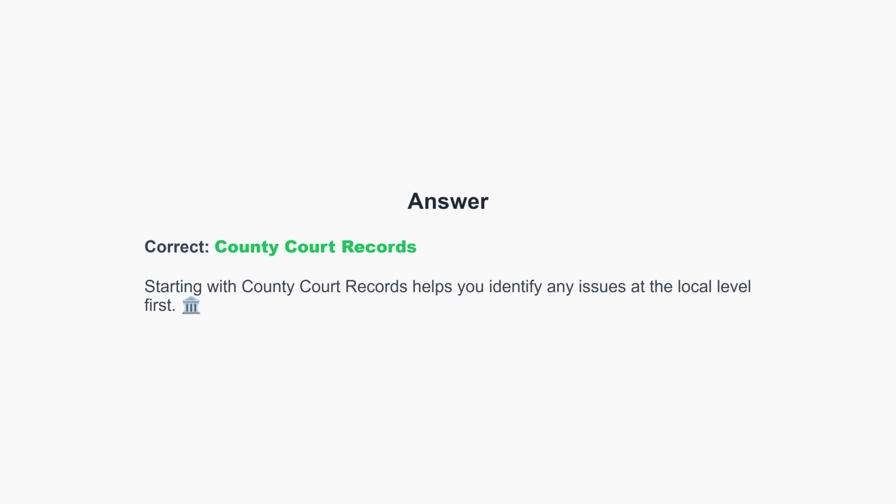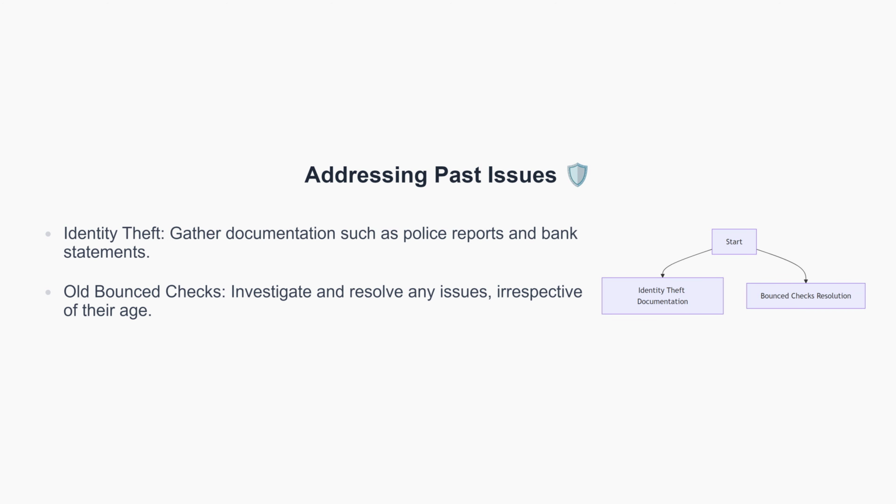The correct answer to the quiz question is county court records. Starting with county court records helps you identify any issues at the local level first. When it comes to addressing any past issues, some of the key areas to tackle include identity theft, where gathering documentation, such as police reports and bank statements, can help support your case if you face inquiries, and old bounce checks, which require specific attention.